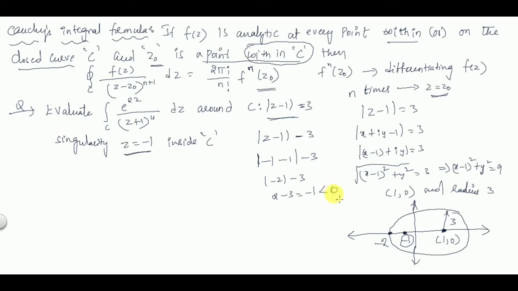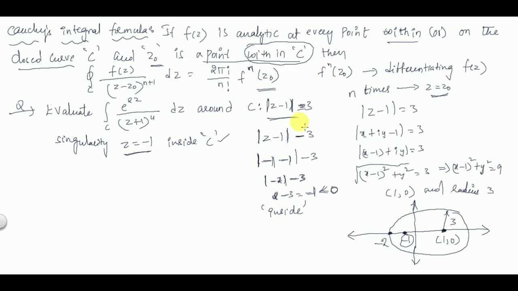So if this value is less than 0, understood. You have to take it like this. Mod of z minus 1 is equal to 3 is given, so take this 3 to this side, so it will be mod of z minus 1 minus 3. At z is equal to -1 you have to substitute, because that is the singularity which you have now. So -1 -1 -3, modulus of -2 minus 3, that is modulus of -2 is 2, and 2 minus 3 is -1, which is less than 0. If it is less than 0, then it is inside.